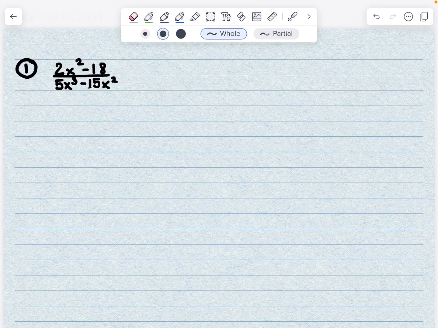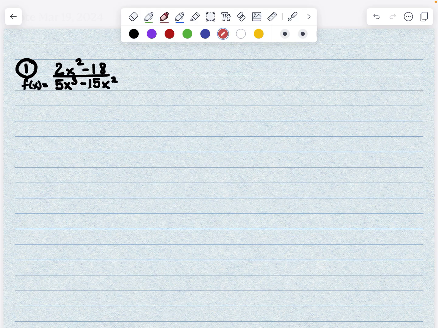We're going to look at 3 problems as extra practice and extra help for anyone who needs some help with this particular topic of rational functions. The first one we're going to look at, I didn't have an f of x in here. It's f of x equals 2x squared minus 18, over 5x cubed minus 15x squared.